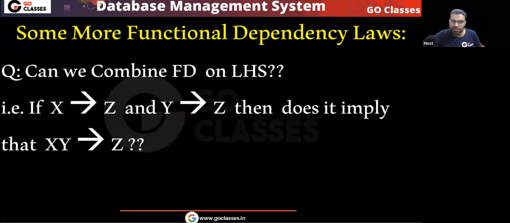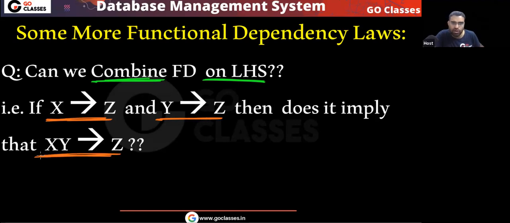Let's move on now. Can you combine FD on the LHS? What it means is that if X determines Z and Y determines Z, both of them are determining Z, can you combine them on the LHS? Does it imply XY will determine Z? Please tell me.